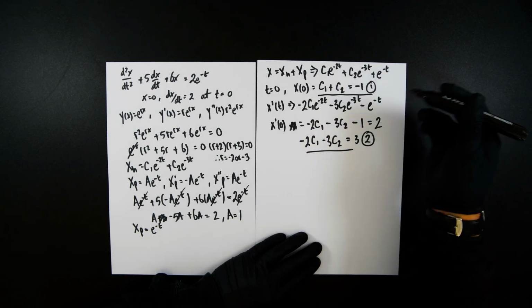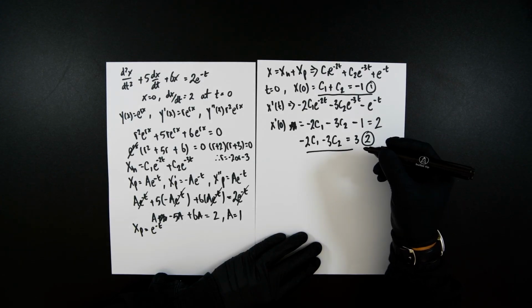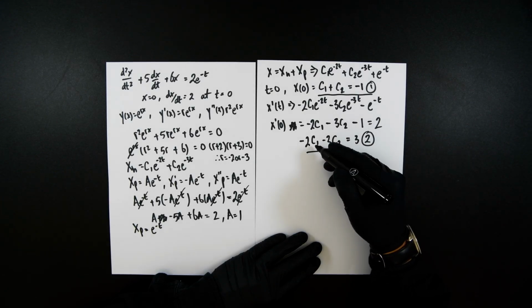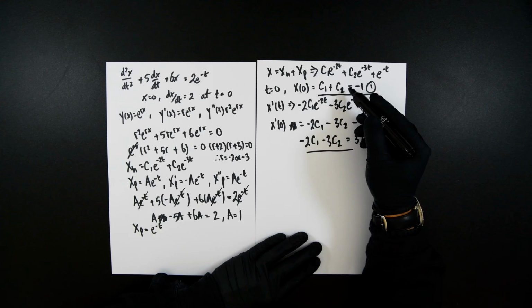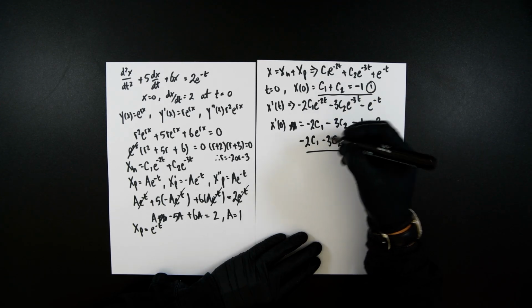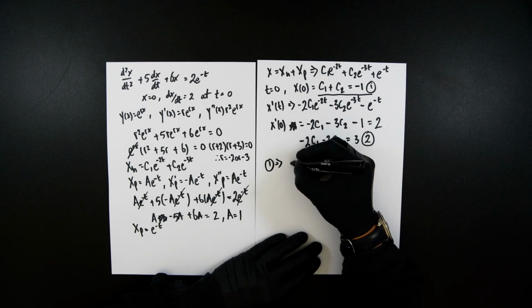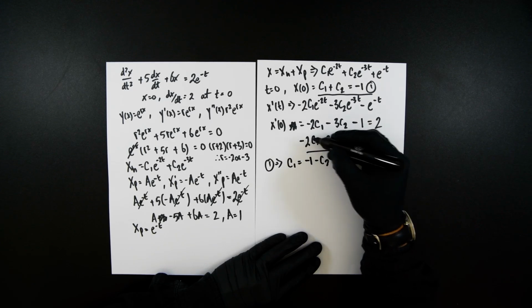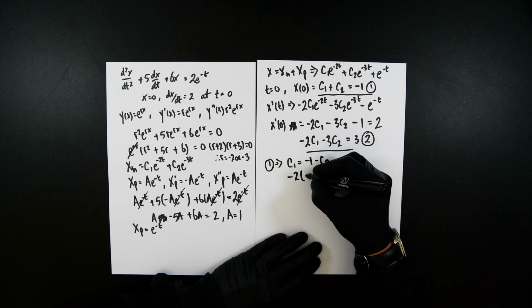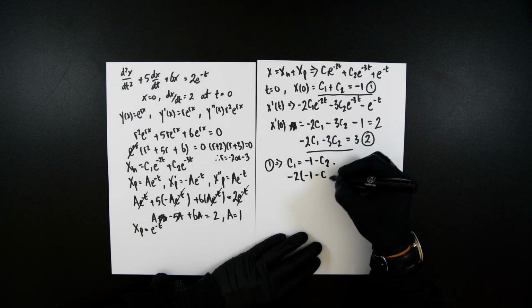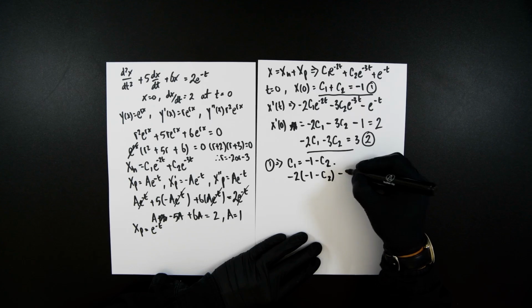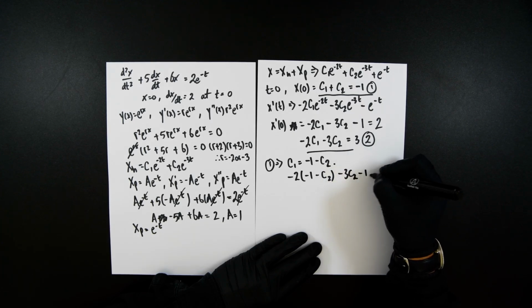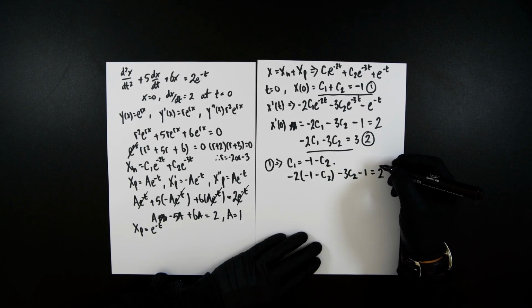We can now just substitute 1 into 2. So I'm going to make it in terms of c1. So c1 would be minus 1 minus c2. So 1 becomes c1 equals minus 1 minus c2. Let's plug that in here. So you're going to get minus 2 times (minus 1 minus c2) minus 3c2 minus 1 equals 2.